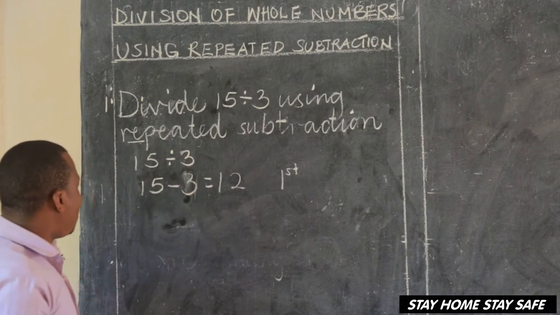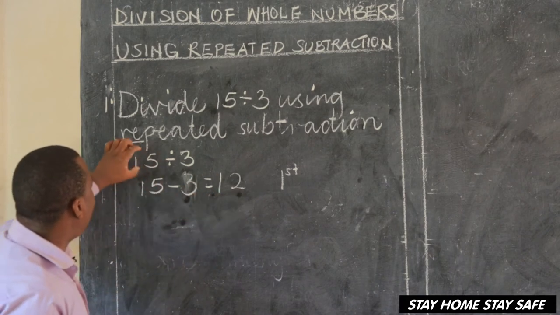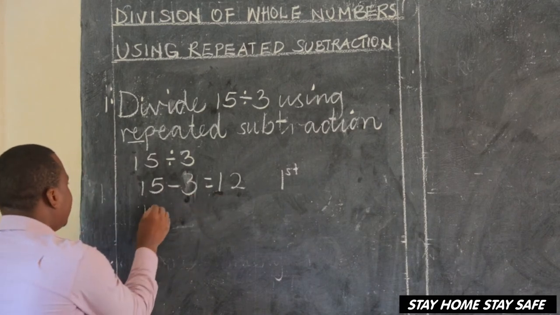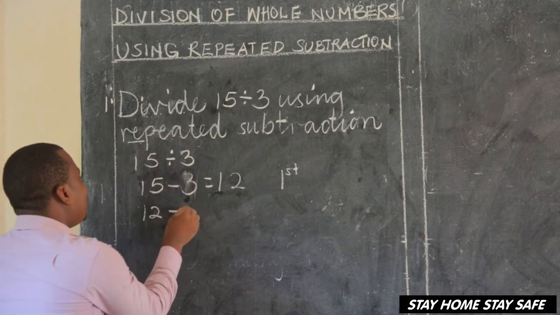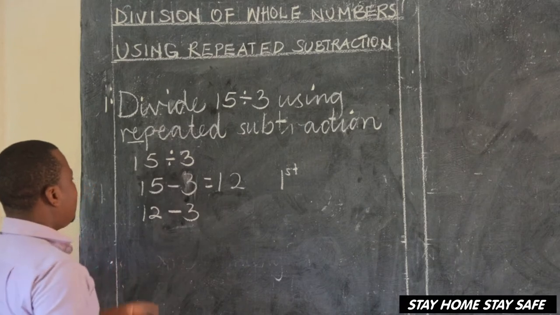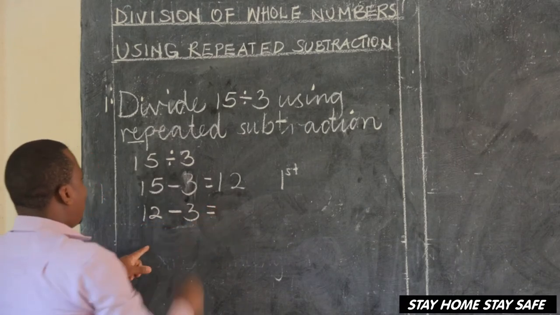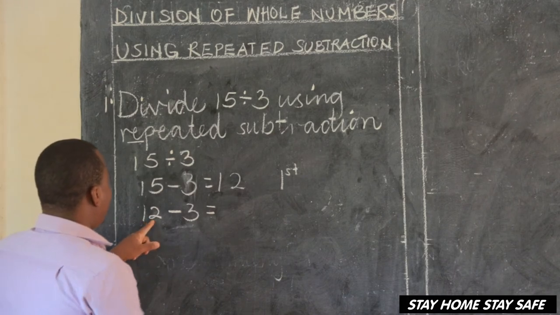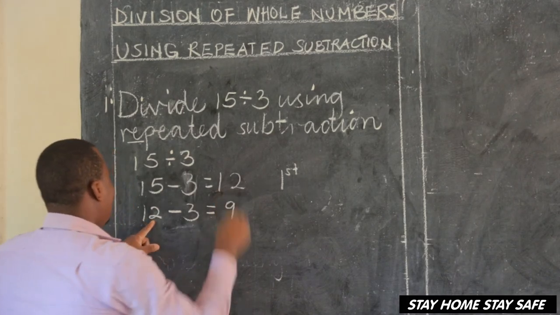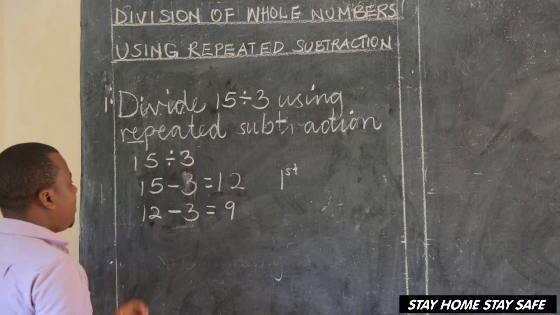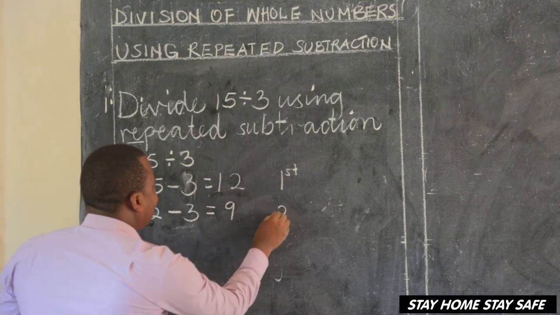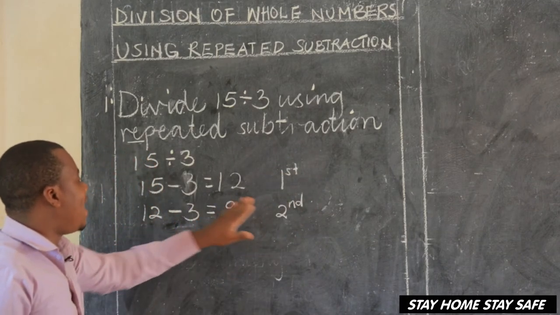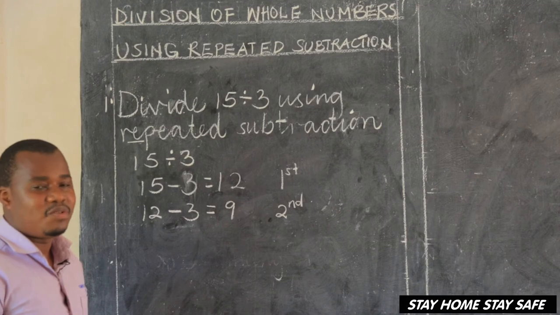Then we continue. When you get 12, don't go back to 15. You now take the answer you have got, 12, and again subtract the divisor. 12 take away 3. What shall we get? What is 12 minus 3? 12 minus 3 is 9. So after getting 9, you will say, this is your second time. You keep subtracting as you count the number of times, right?